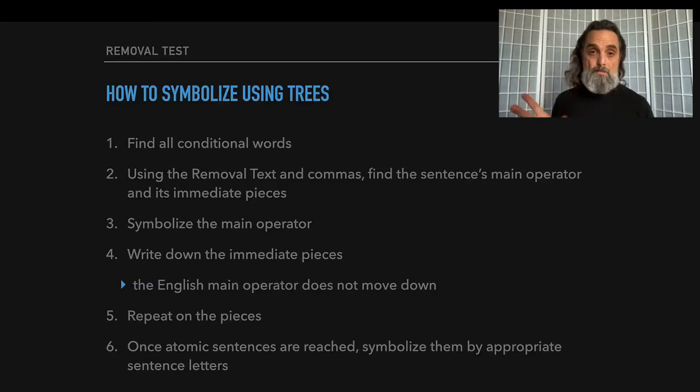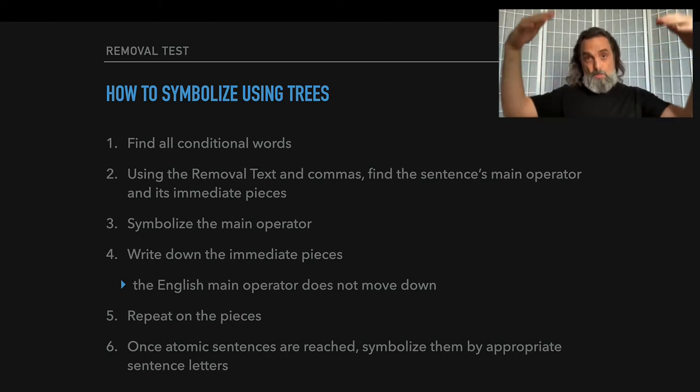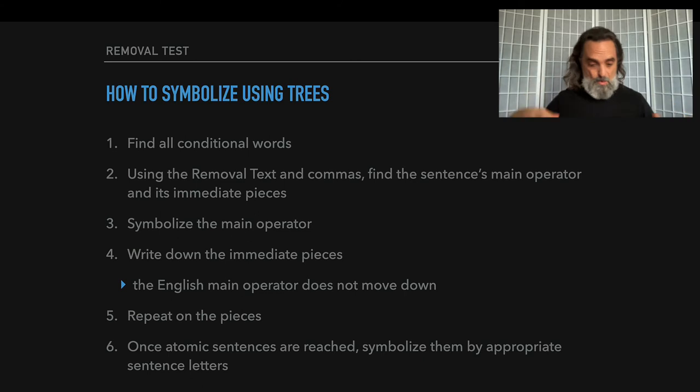So here is our method to symbolize using trees in the symbolization module. We're basically parsing. We find all the conditional words, and we figure out which one of them is the main operator. How do we do that? We use the removal test and commas. We symbolize the main operator, and the immediate pieces go in the lower text boxes. And then we just repeat this method on the pieces until every text box is broken down to an atomic sentence, and then each of those atomic sentences turns into a sentence letter.